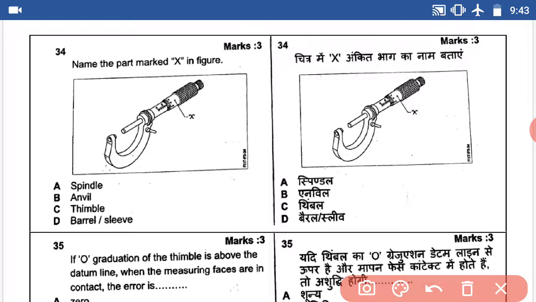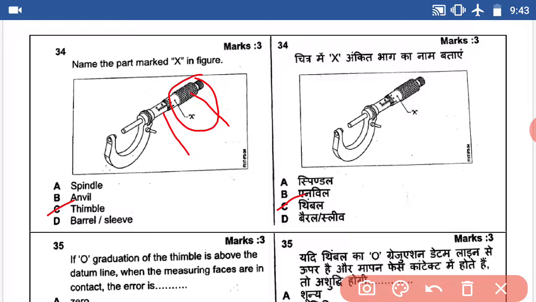Name the part marked X in the figure. This image is an outside micrometer. This X mark is, so this is the thimble, this is the sleeve. So the X mark is the thimble. This question's answer is C.